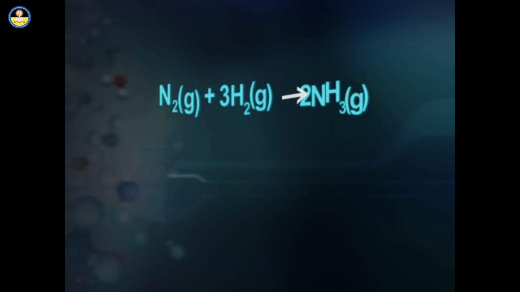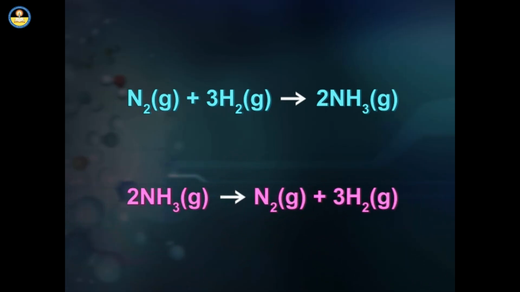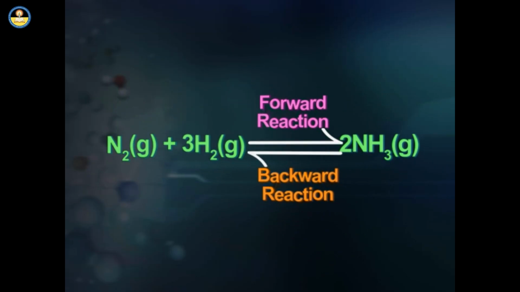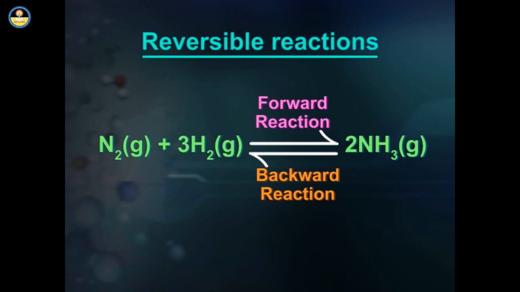Certain chemical reactions proceed in both directions. The reactants change into products in forward reaction. The products are converted into reactants in the backward reaction. In the forward reaction, nitrogen reacts with hydrogen to form ammonia. In the backward reaction, ammonia splits up to form nitrogen and hydrogen. Such reactions are called reversible reactions.